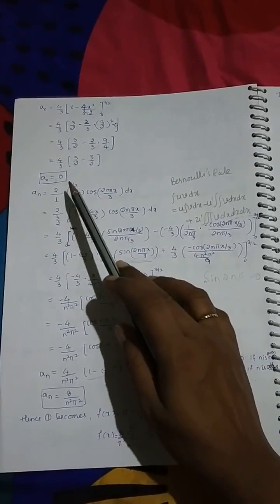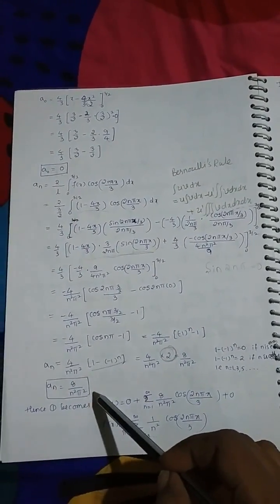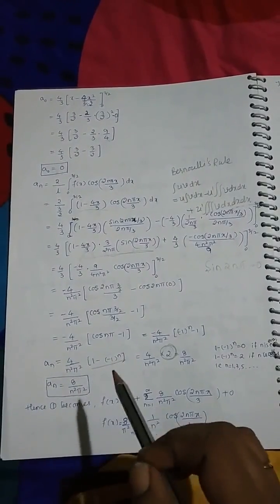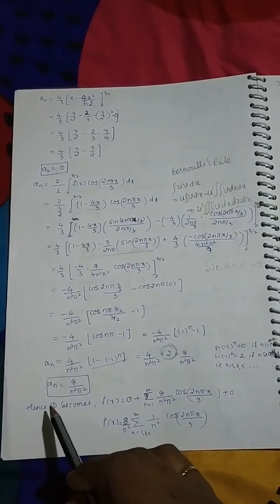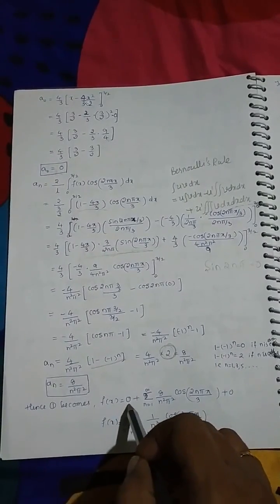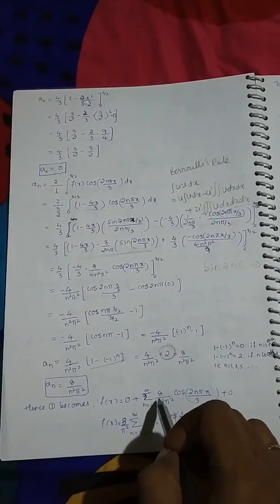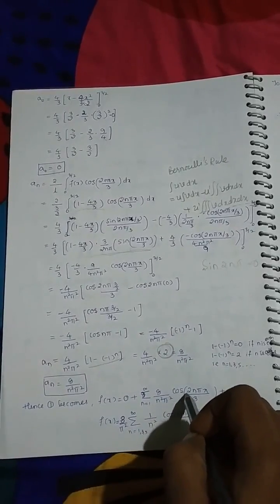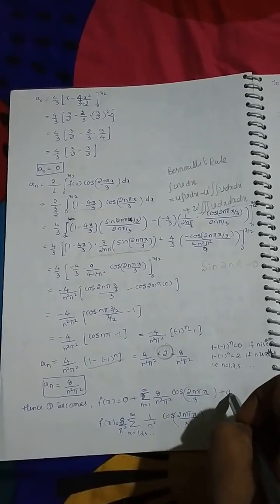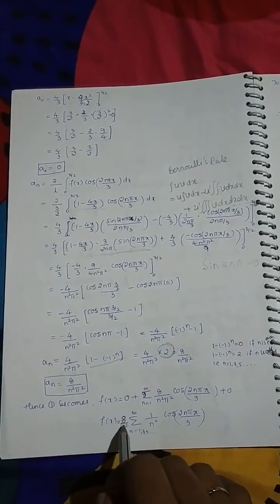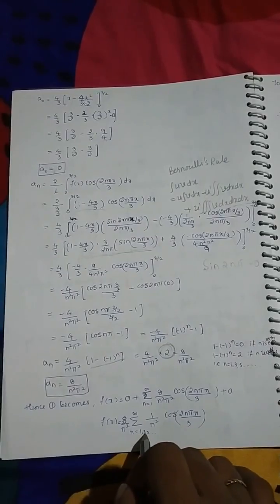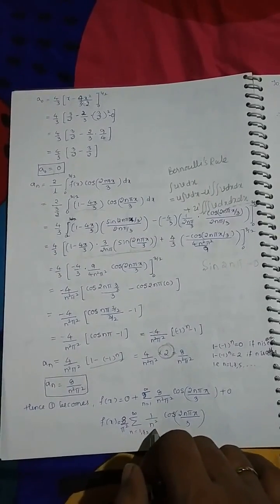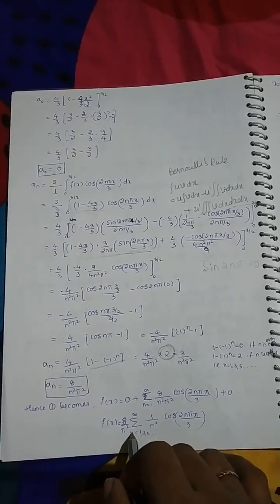Now we have a₀ equal to 0, aₙ equal to 8 upon n²π², and bₙ equal to 0 because it is an even function. Therefore equation 1 becomes f(x) equals 0 plus summation n equals 1 to infinity 8 upon n²π² into cos of 2nπx upon 3 plus 0. That is f(x) equals 8 upon π² summation n equals 1, 2, 3 to infinity 1 by n² cos of 2nπx upon 3. 8 by π² I have taken outside the summation. This is the Fourier series, one part of the solution.